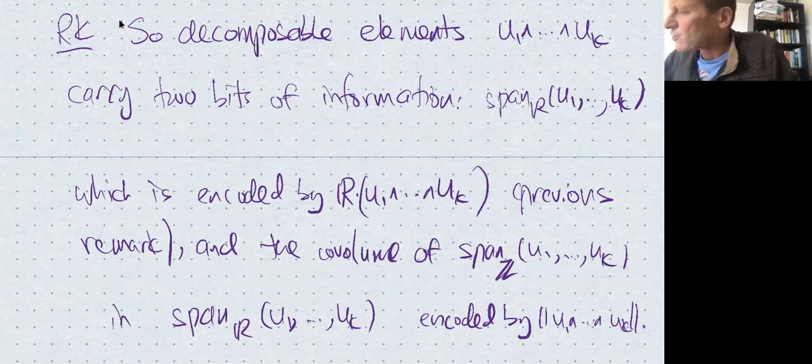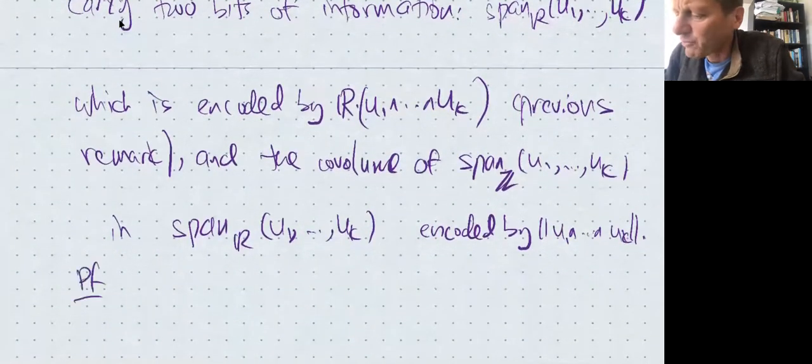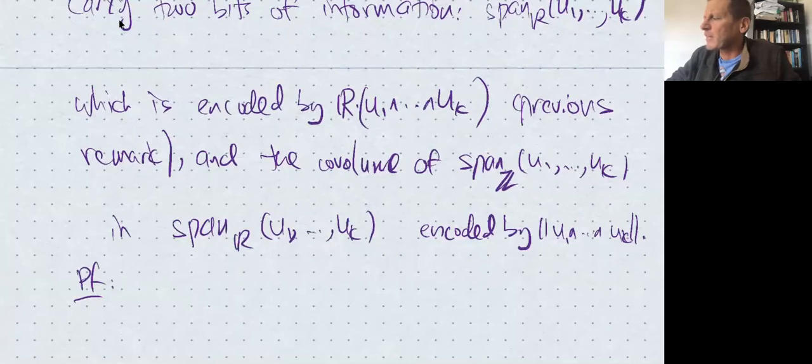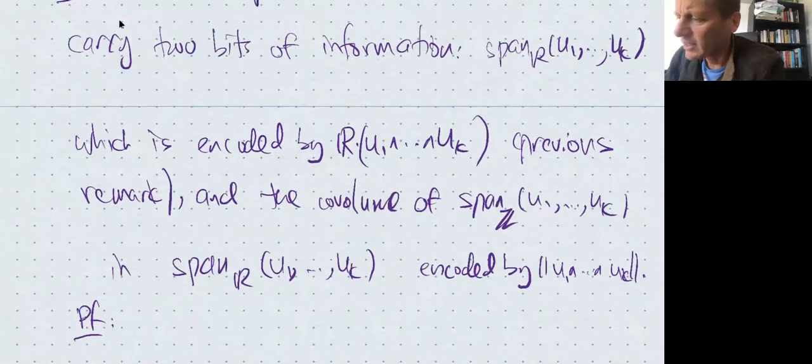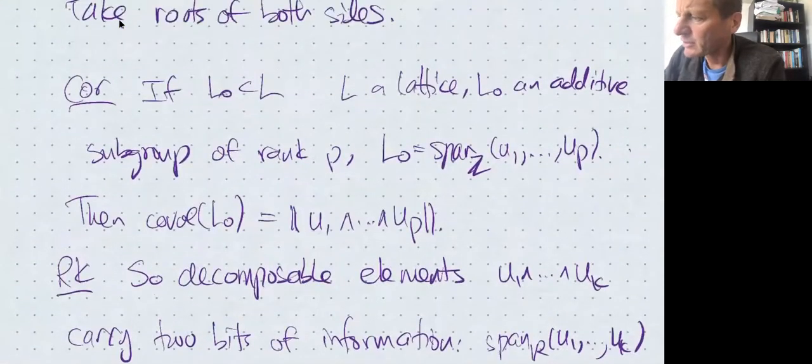Okay, let's prove this corollary. So again, as usual, it's always the same kind of scheme of proof. We start with a simple case for which we know that the statement is true, and then we generalize. So here, the simple case. Okay, what's the statement again?